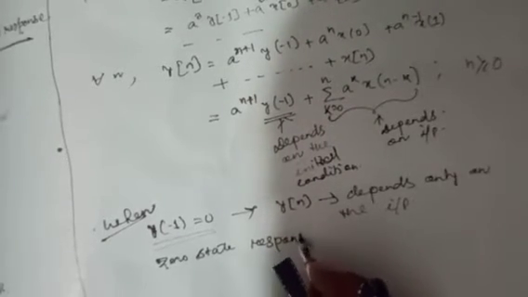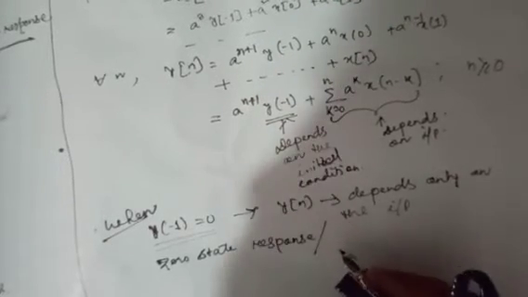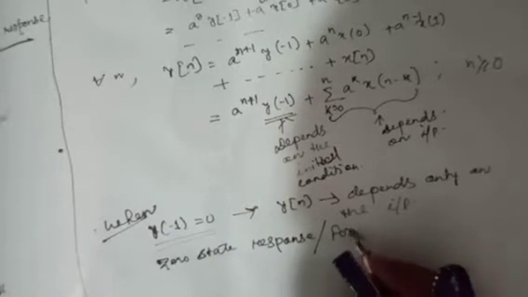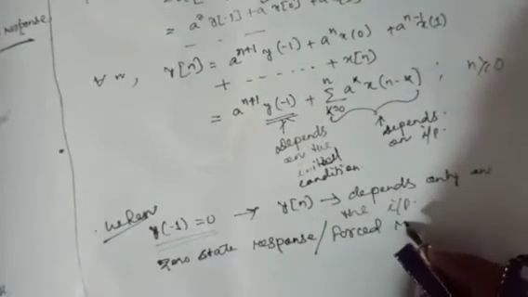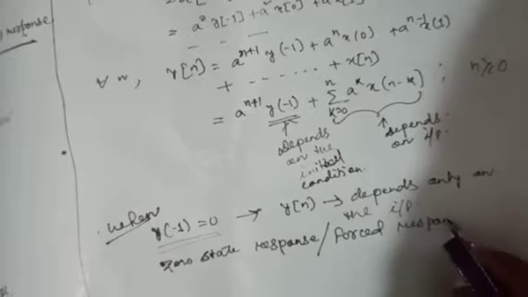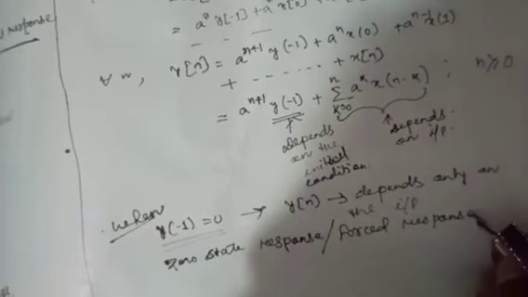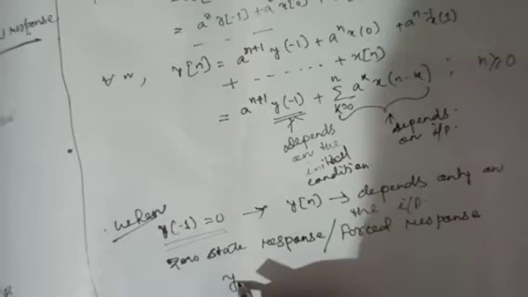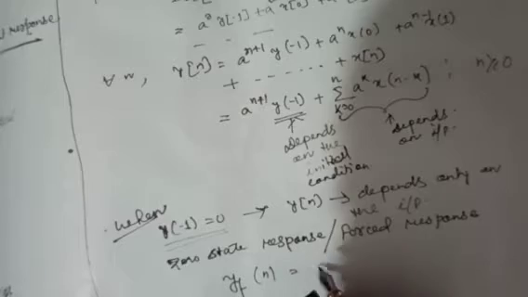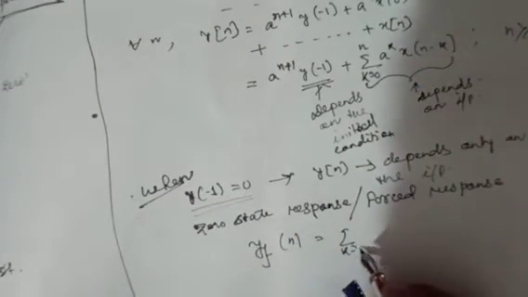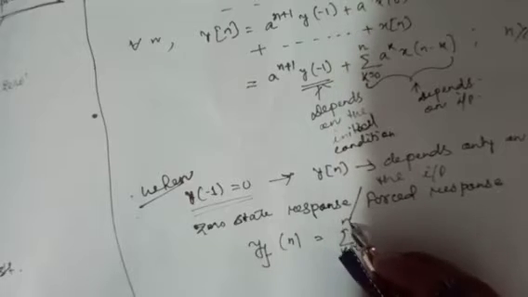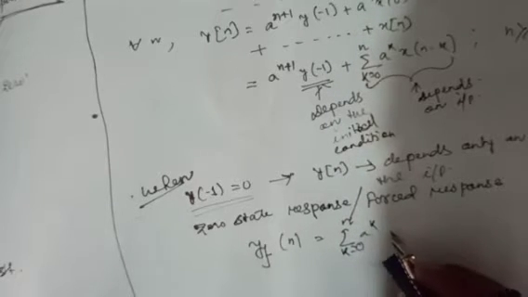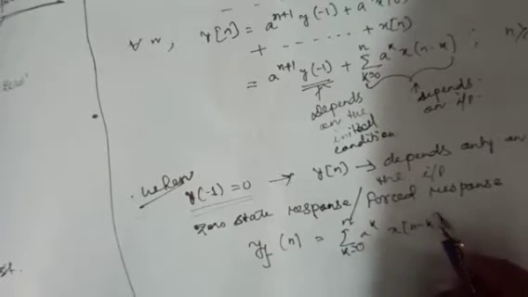The zero state response is also called the forced response of the system. Let me write it as y of f, for forced, and it is equal to summation over k from 0 through n of a to the power k x of n minus k.